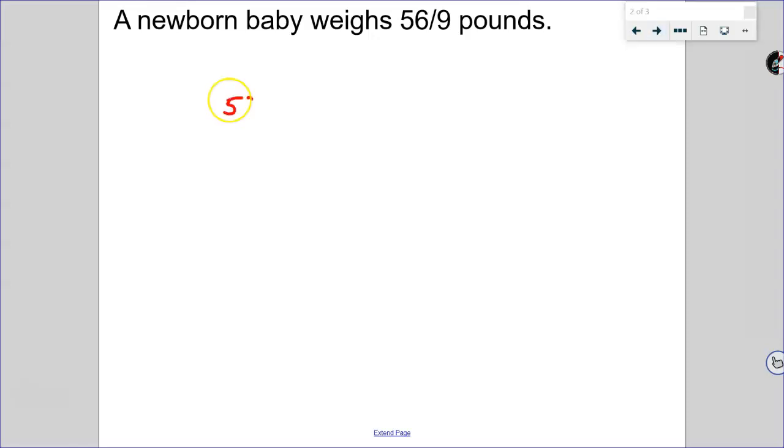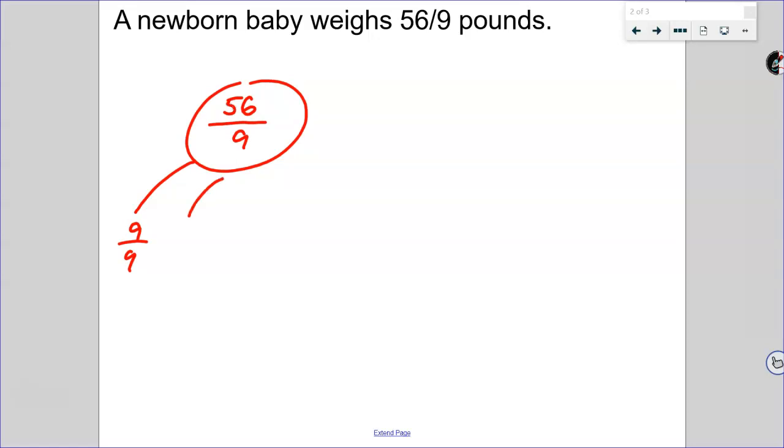We would have to take 56/9 and split it up into as many groups of 9/9 as we can in order to find out how many whole pounds that baby actually is. So instead of using that picture, we'll use division. We're going to take 56 and divide it into as many groups of 9 as we can.